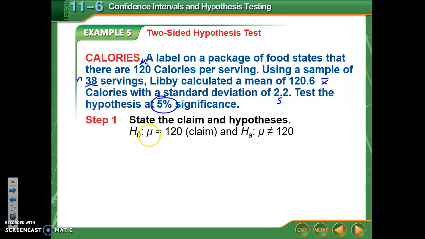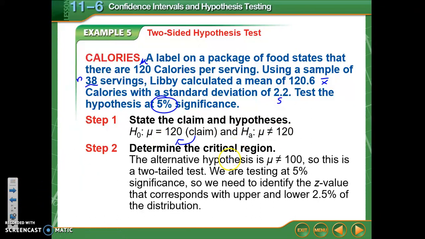So here our null hypothesis would be that our mean equals 120. And notice that is my claim, so my claim is in the null hypothesis. My alternate hypothesis is everything else, so the mean does not equal 120. The critical region is determined by the alternative hypothesis. Since it's a not equal to, it's a two-tailed test.